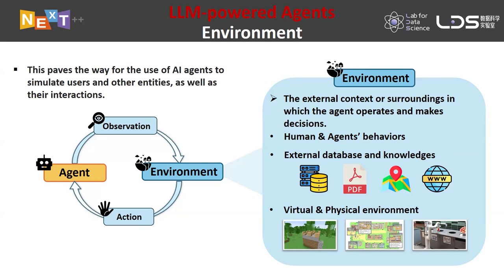The environment can be the external context or surroundings that the agent can interact with, making observations and taking actions. For example, it can be an external database or knowledge source, like the web and search engines. It can also be virtual and physical environments, like the Stanford generative agent work, and all the embodied things.